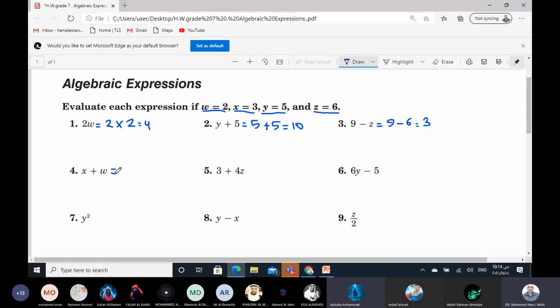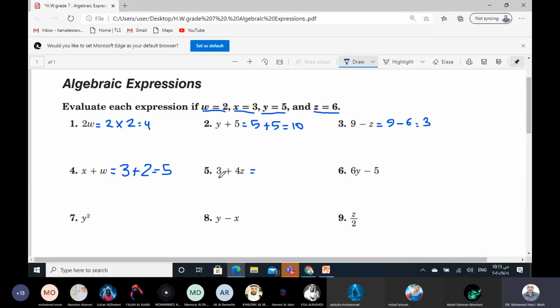Okay, number 4. We have X plus W. The value of X will be 3. So write here 3 plus the value of W will be 2. So 3 plus 2 will be 5. Okay?